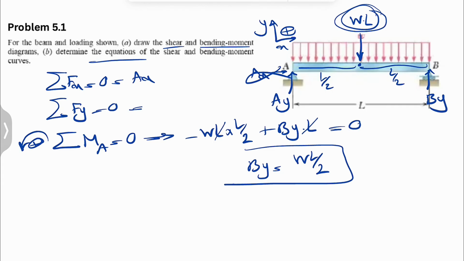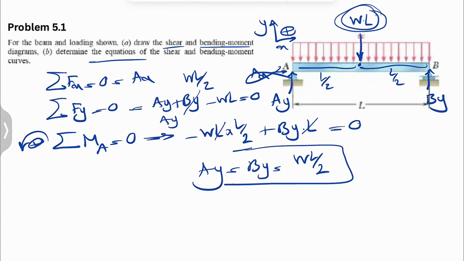So here we have AY plus BY minus WL equals 0. If we put in BY as WL divided by 2, AY is also the same as BY. So you can either go with the symmetry, AY is equal to BY, or just do the moment and you're going to get the same answer. All right, so now that we have the reactions at the two supports, we can move on to our curve.